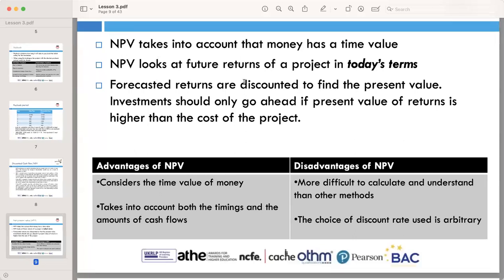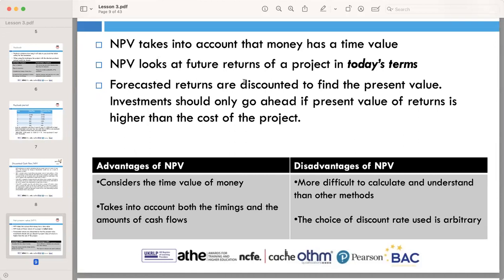Net present value is a financial metric that takes into account the time value of money. It allows us to evaluate the profitability of an investment by considering the present value of its expected future cash flows. In simple terms, net present value calculates the difference between the present value of cash inflows and outflows. If the net present value is positive, it indicates that the investment is expected to generate more return than the initial costs, making it a favorable investment.